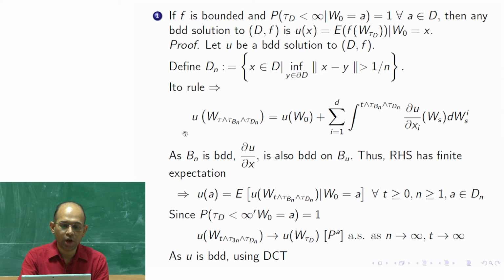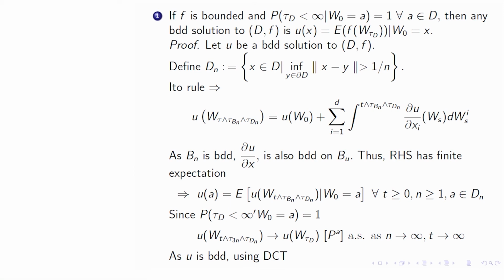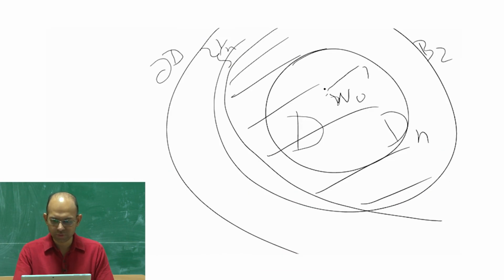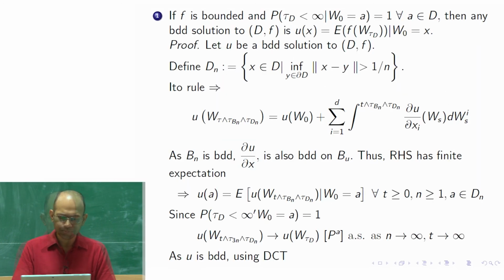So, the expectation on this left hand side is nothing but the expectation of u(W_0), but W_0 is certain. So, it is u(W_0). W_0 is the starting point of Brownian motion, which we take as a, the point a, and a is in the domain Dn, as we have seen in the picture. So, here u(a) is the expectation of u(W_{t ∧ τ_Bn ∧ τ_Dn}).